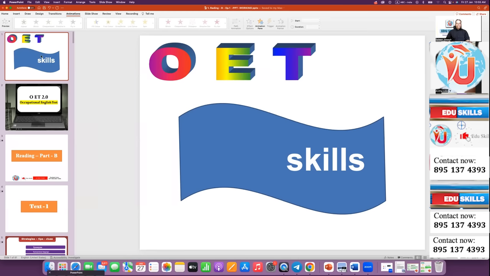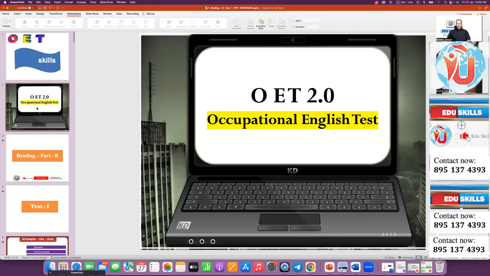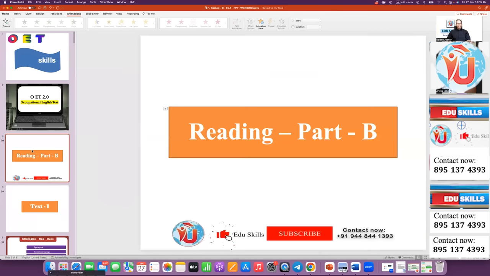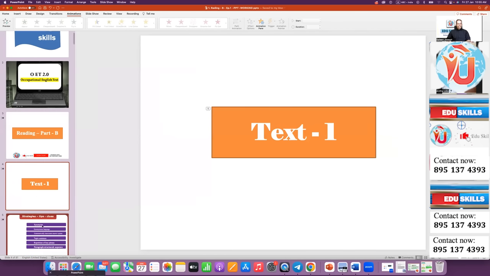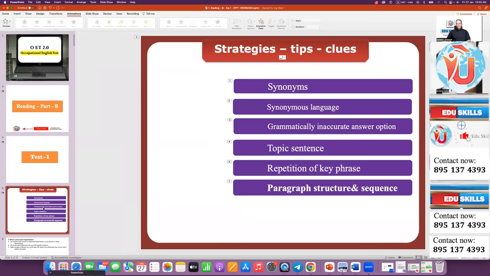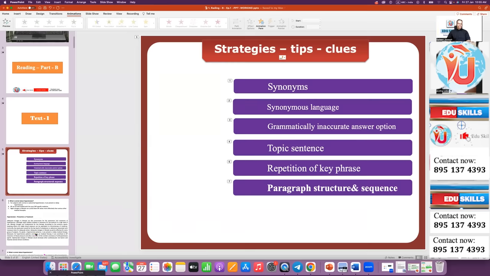So OET Skills, OET 2.0 Occupational English Test, reading part B. And today's text 1. Let's check it. And what are the things we are going to look into? Strategies, tips, clues. In this one particular text, we'll be looking into synonyms, synonymous language, grammatically inaccurate answer options, topic sentence, repetition of key phrases, paragraph structure, and sequence.